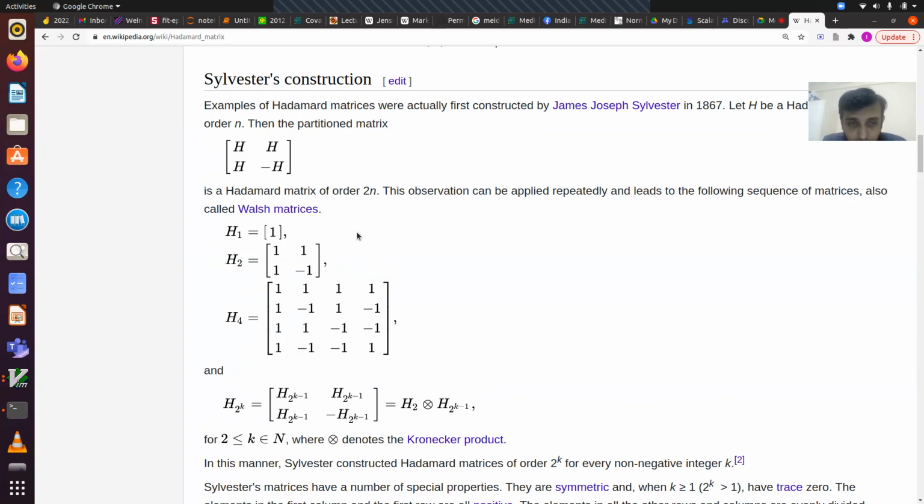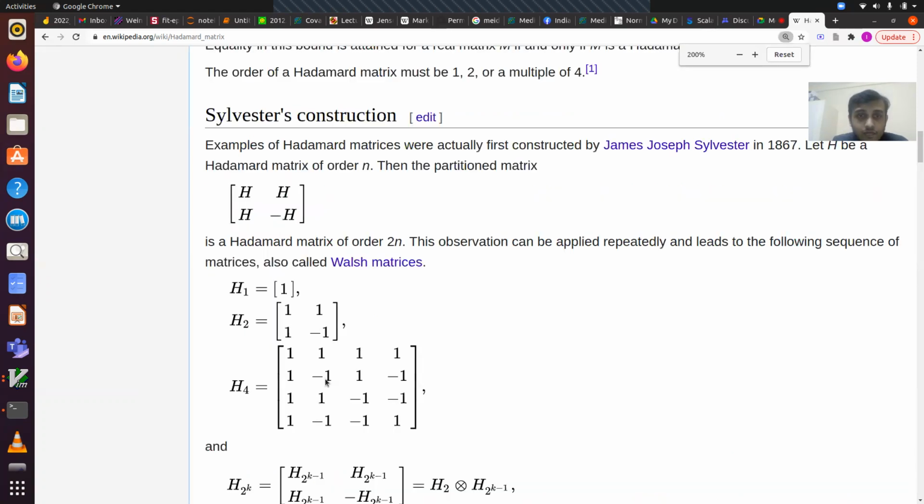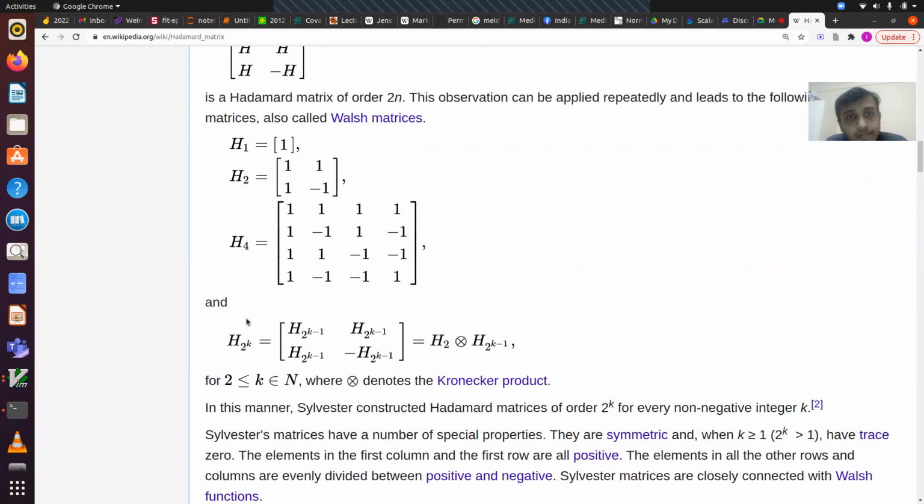Okay, so you see the H2 on top. Yes, sir, that I understood. So the first block of H4 is just H2 copied. H2 cross H2 to the power of k minus 1. Yes. So the first top left block of H4 is just H2 copied.